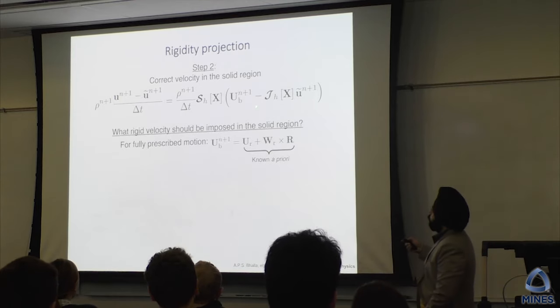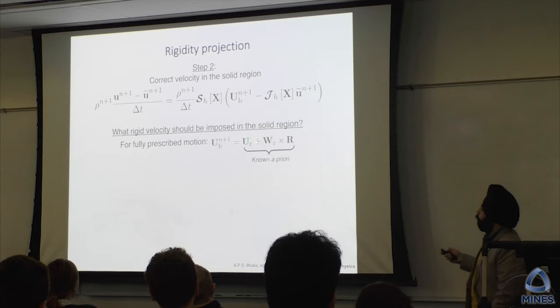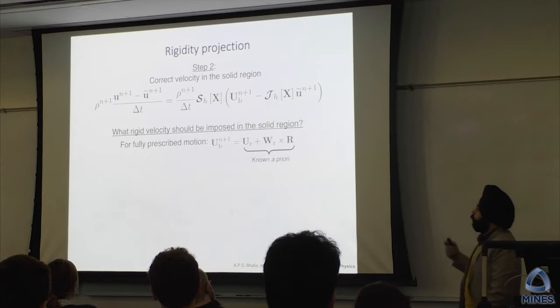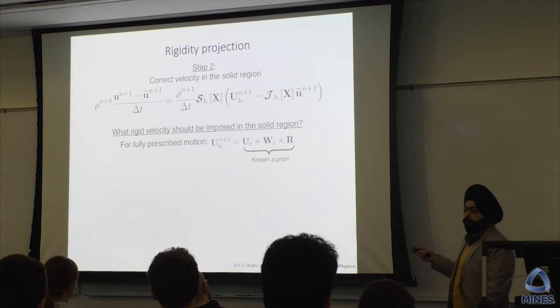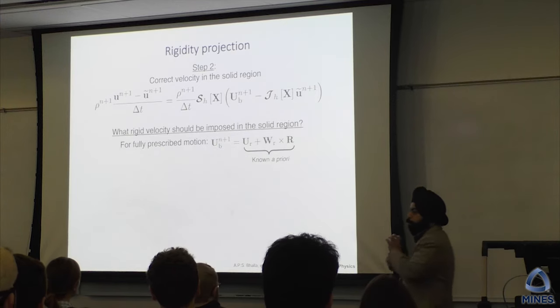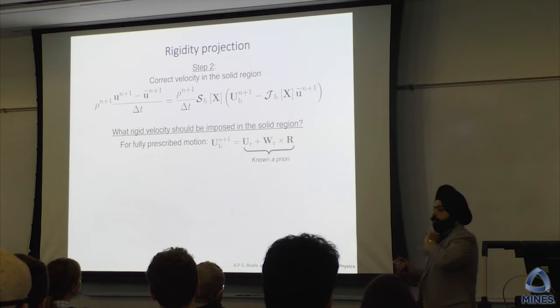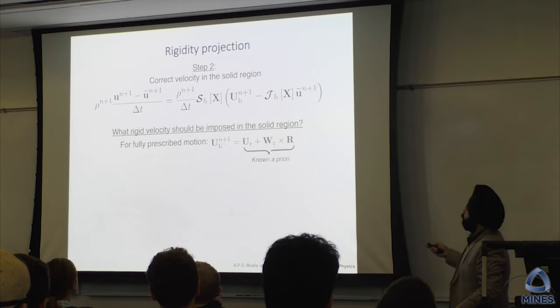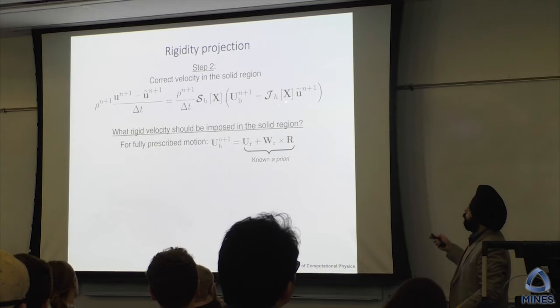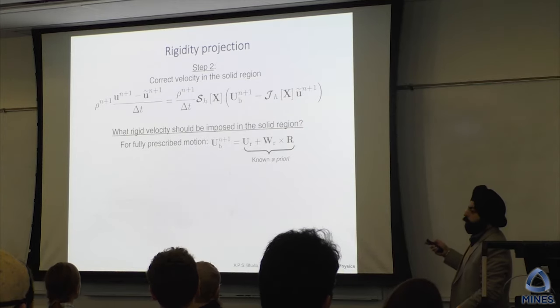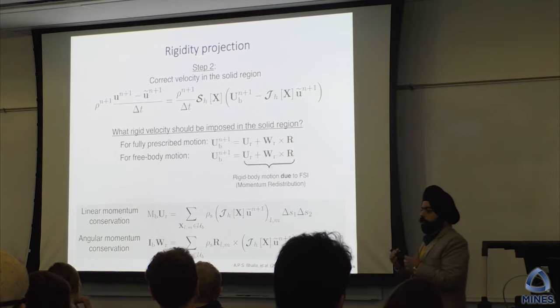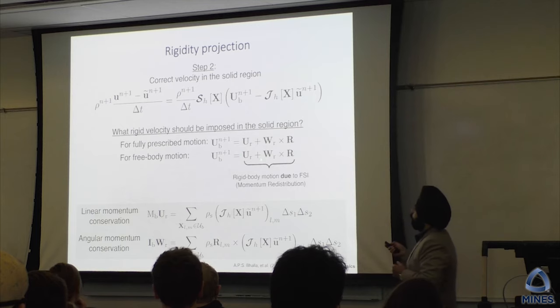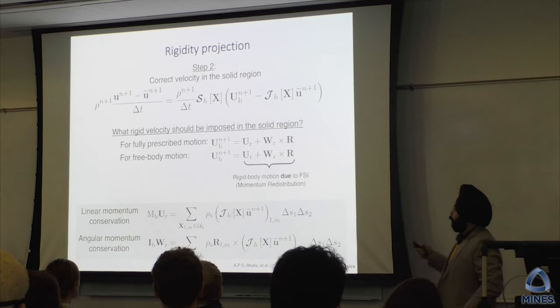And what is this desired velocity in the solid domain? It should be a rigid body velocity. There are two cases that we can do. One is we know this rigid body velocity a priori. For example, we move a cylinder with a prescribed translation velocity. We know this already, so we will just substitute over there and project the uncorrected velocity to a correct velocity. But what do we do if we want to do real fluid structure interaction? We need to calculate the translation velocity and the rotation velocity of the solid. So how do we do that?